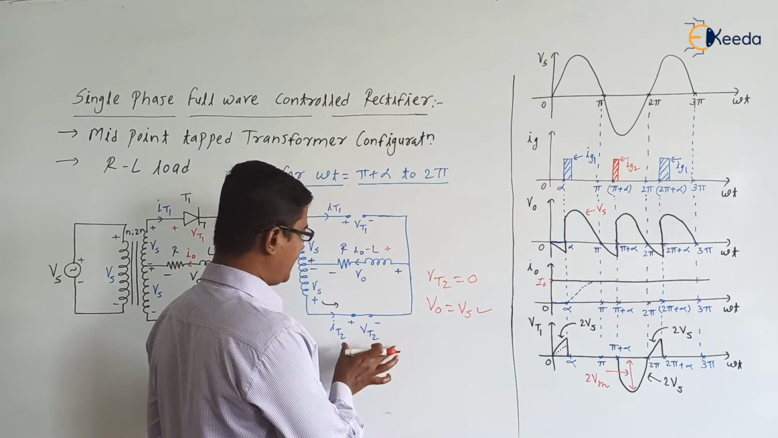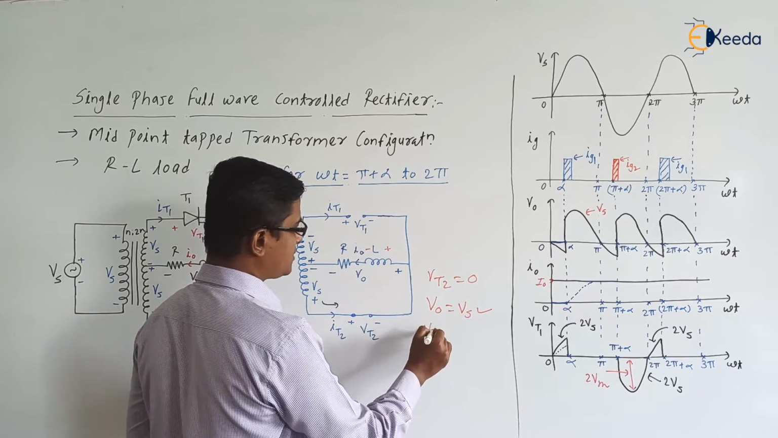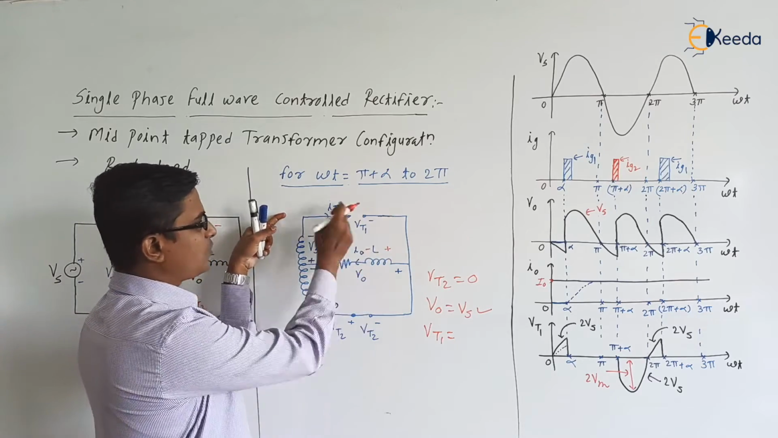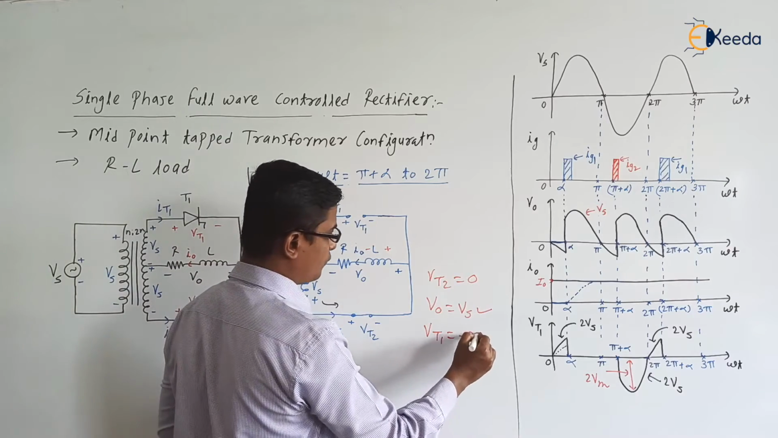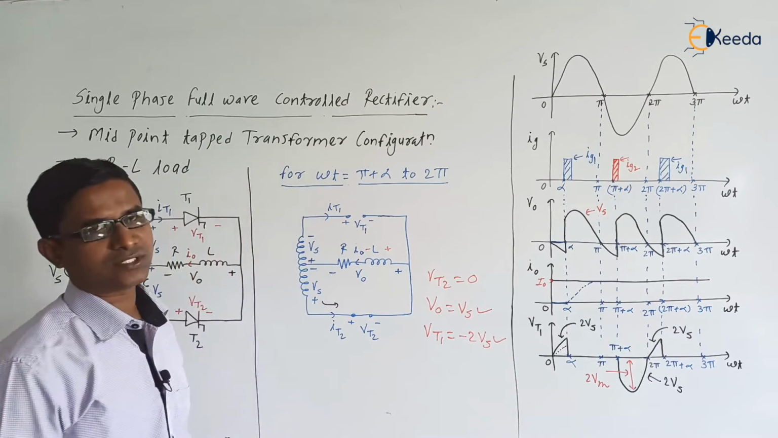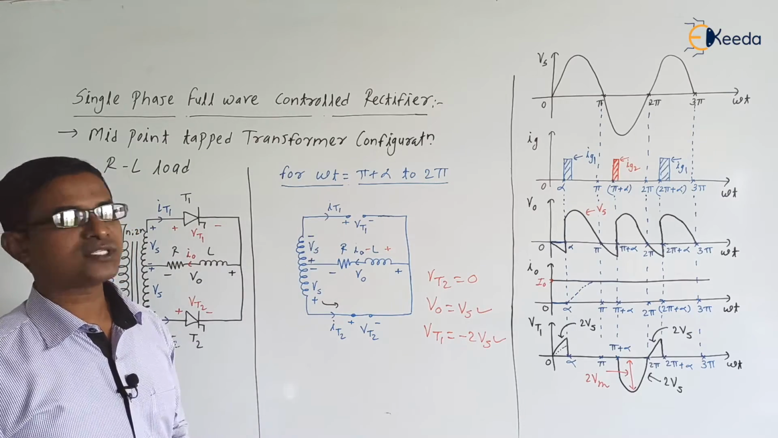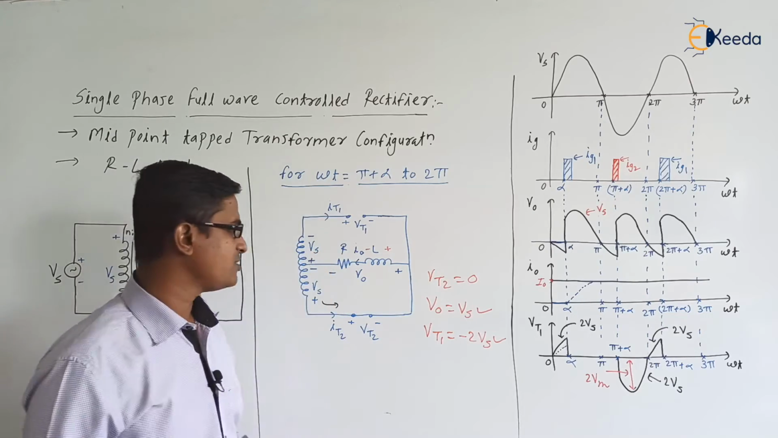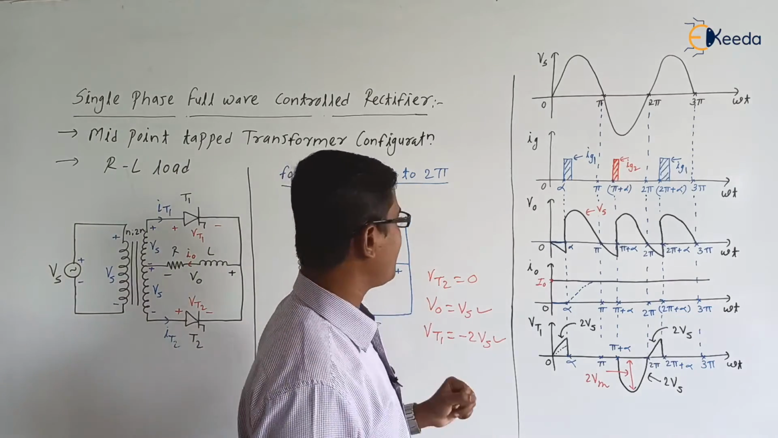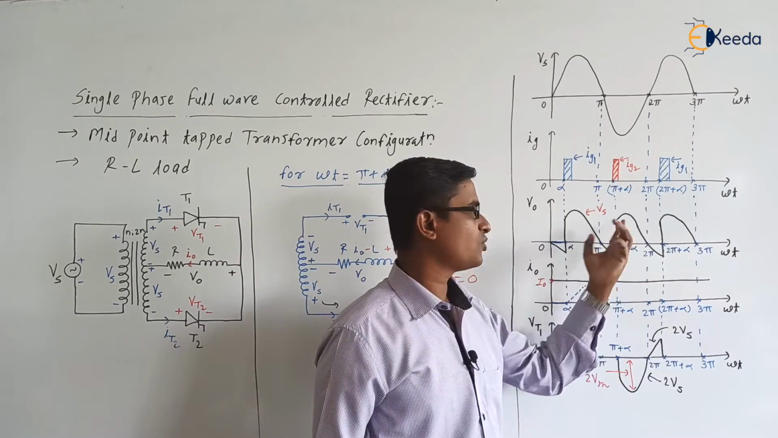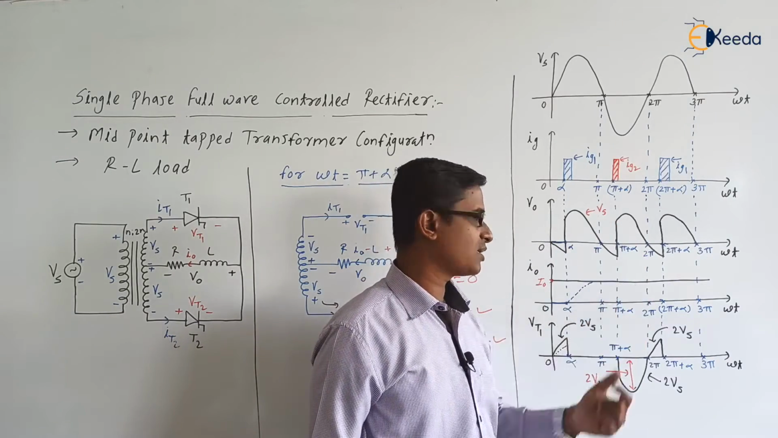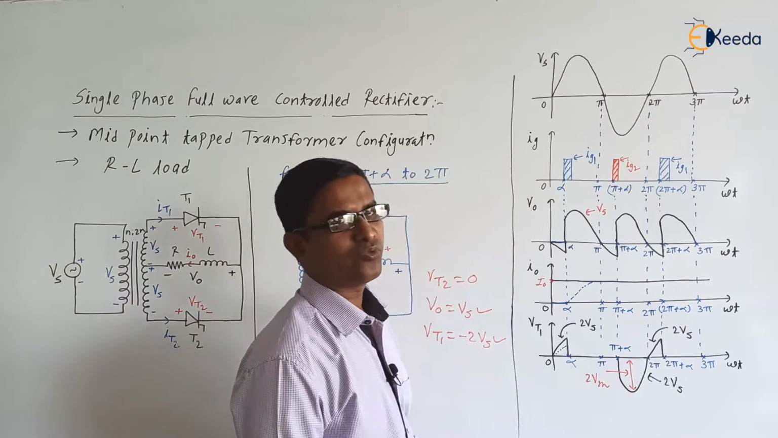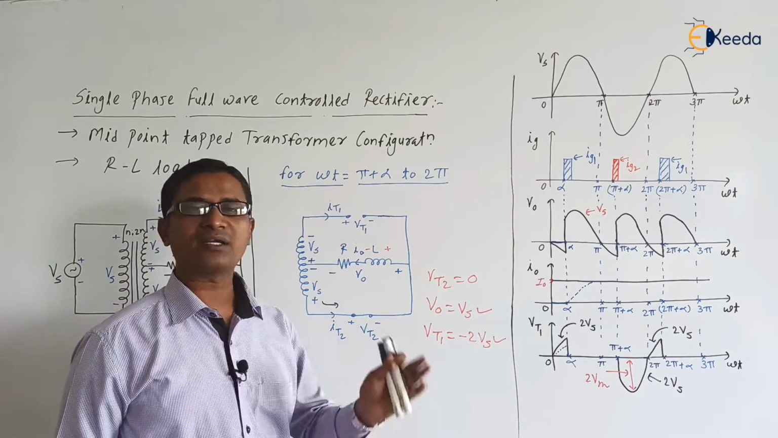Next, if Vt2 is 0, what about the Vt1? Thyristor T1 is in the reverse bias mode and one thyristor is in the on state. So what is Vt1? We can apply KVL to this loop and we will get minus 2 Vs. Vt1 is minus 2 Vs during pi plus alpha to 2 pi. What is the current flowing through the load? Current flowing through the load is constant because the inductor is having a high value. So it is I0. So from pi plus alpha to 2 pi, V0 is Vs only, I0 is constant current, and Vt1 is 2 Vs, but it is negative, so it is minus 2 Vs.